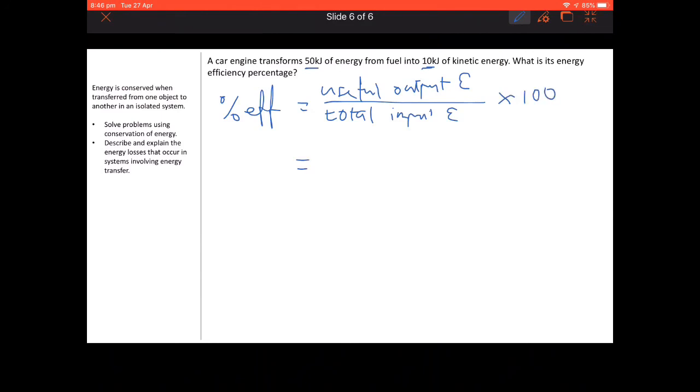So subbing in our values, we've got 10 kilojoules of useful output energy, but we're putting in 50 kilojoules of input energy. So 10 over 50 times that by 100, that'll be equal to 20%. So our energy efficiency percentage is 20%.